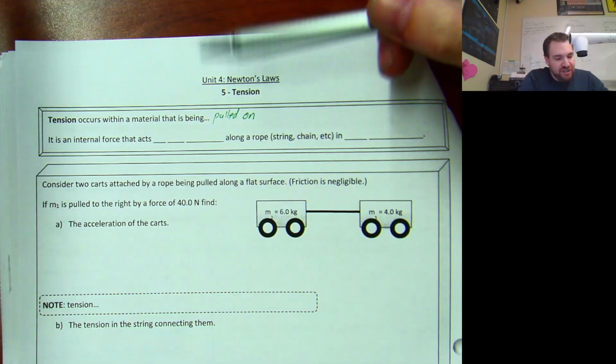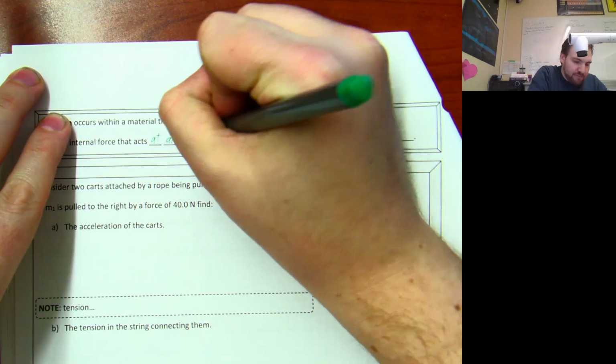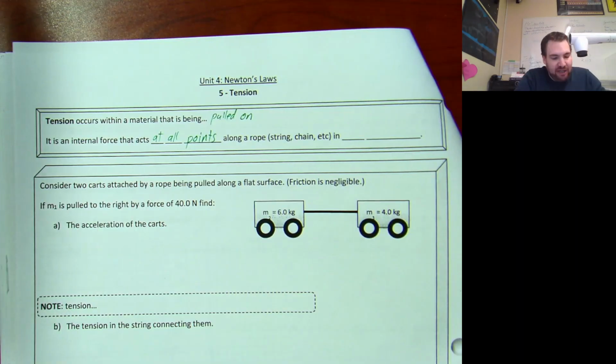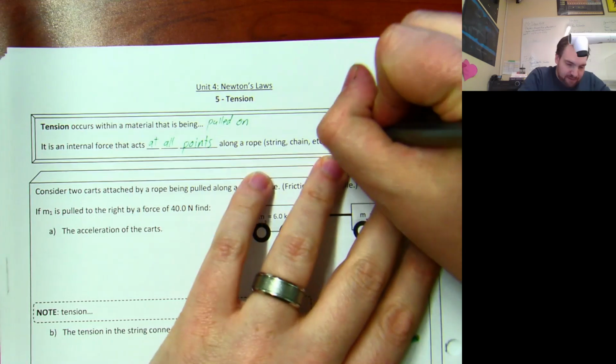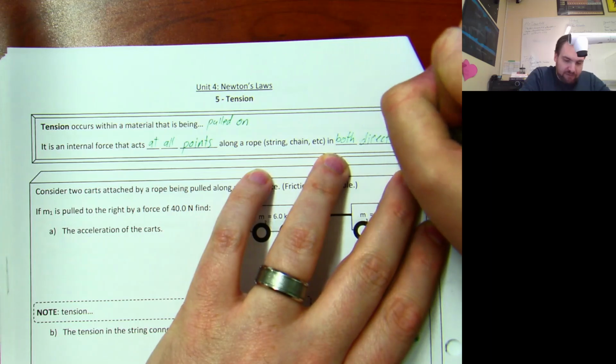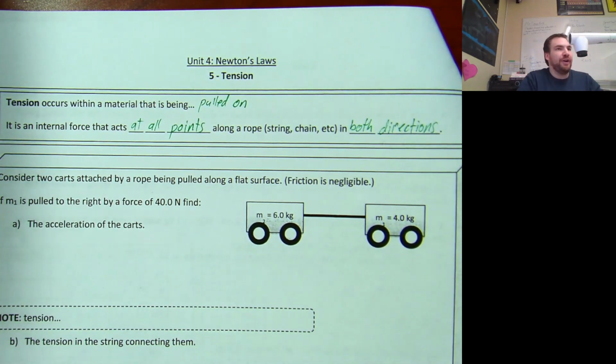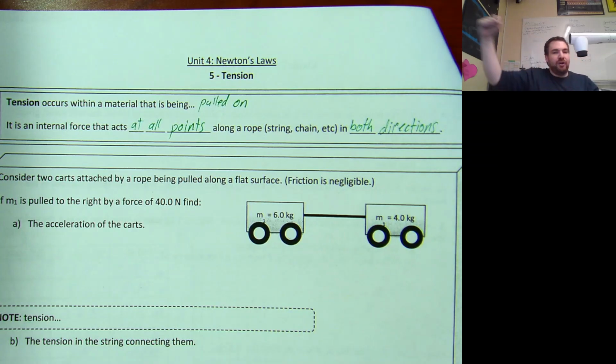So tension is an internal force that acts at all points equally and oppositely along a rope, a string, or a chain, a cable, whatever, in both directions. Oh, that's really hard to see, I'm sorry. Hence the term equal and opposite, right? Like they're going both ways. Because the rope itself isn't moving at every single little chunk. You're pulling on one end, the object's moving at the other end, and the rope connects the two.